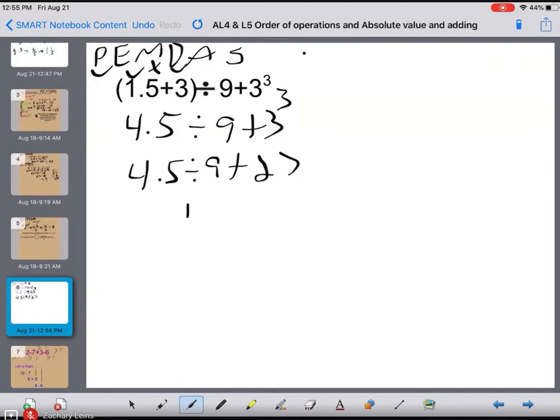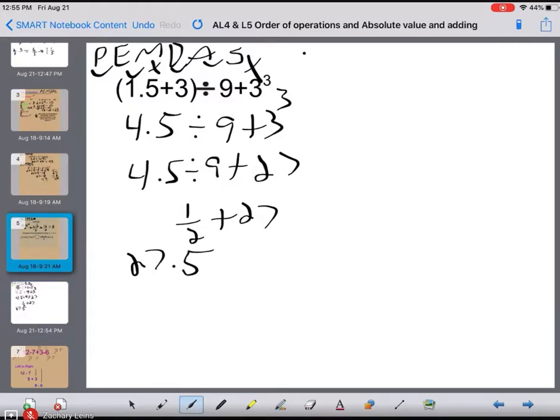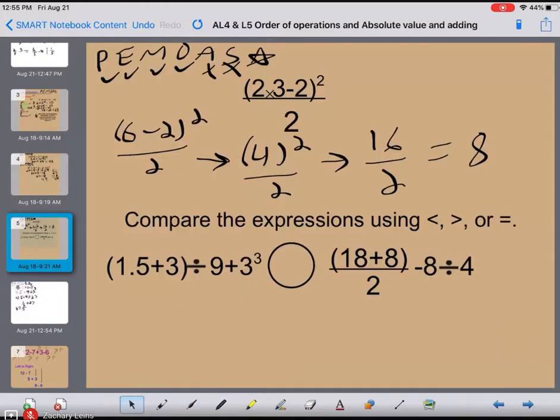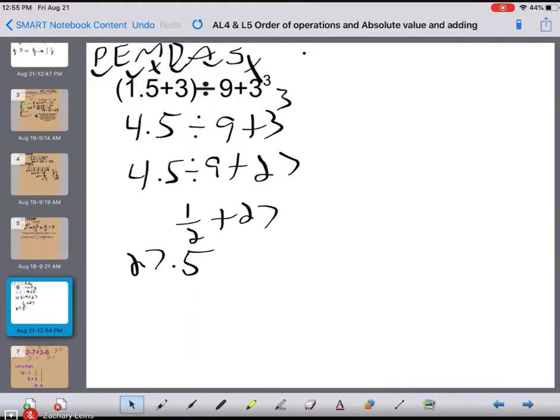So we got 1/2 plus 27. So we're just going to add those. There's no subtraction, so we get 27.5. All right, so now I'm going to go back here and I'm going to copy what's on the right side. Just so we got some more space to work.